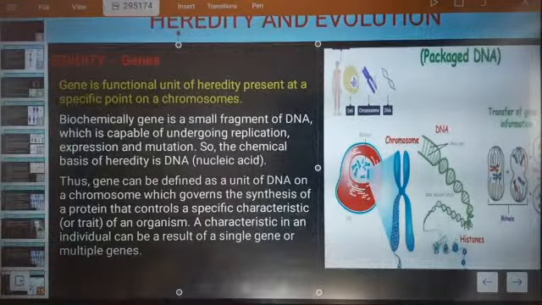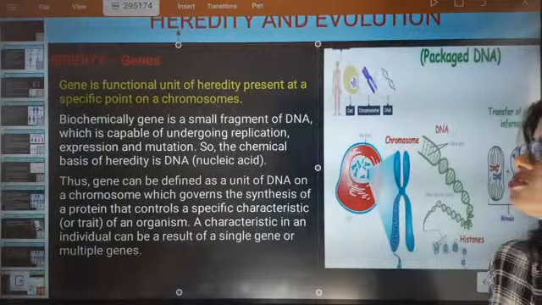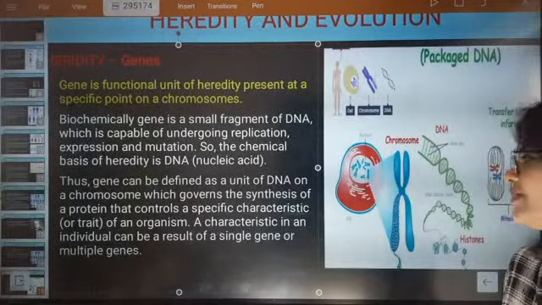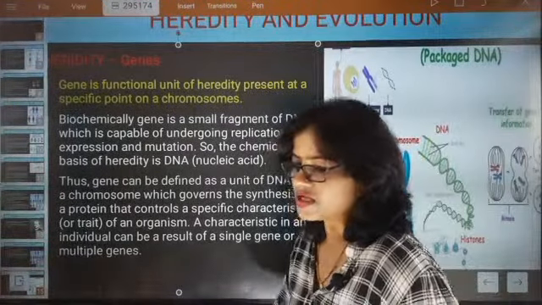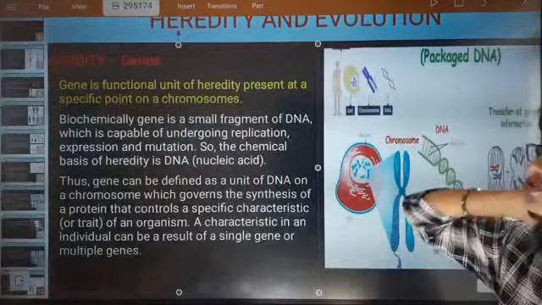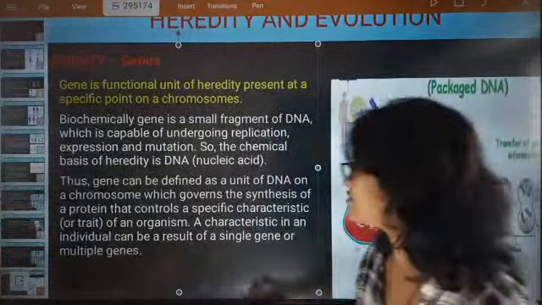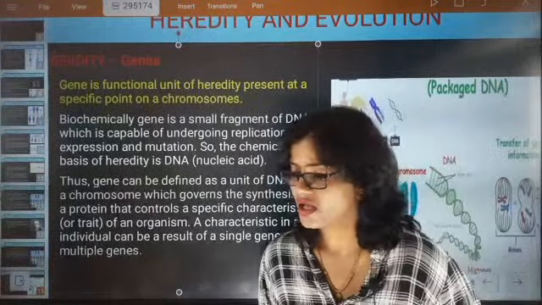So thus a gene can be defined as a unit of DNA on a chromosome which governs the synthesis of a protein that controls a specific character of an individual. So a characteristic in an individual can be the result of a single gene or multiple genes. This is what the question is, that a characteristic in an individual can be the result of a single gene or multiple genes.